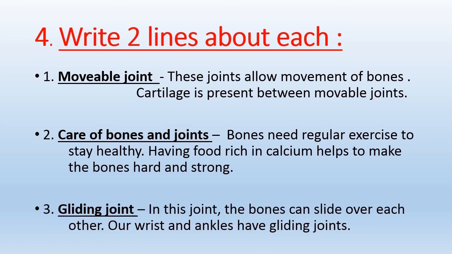Third is gliding joint. In this type of joint, the bones can slide over each other. So what are the examples of gliding joints in our body? Wrist and ankles. Our wrist and ankles are the examples of gliding joints in our body. So these are 2 gliding joints in our body.